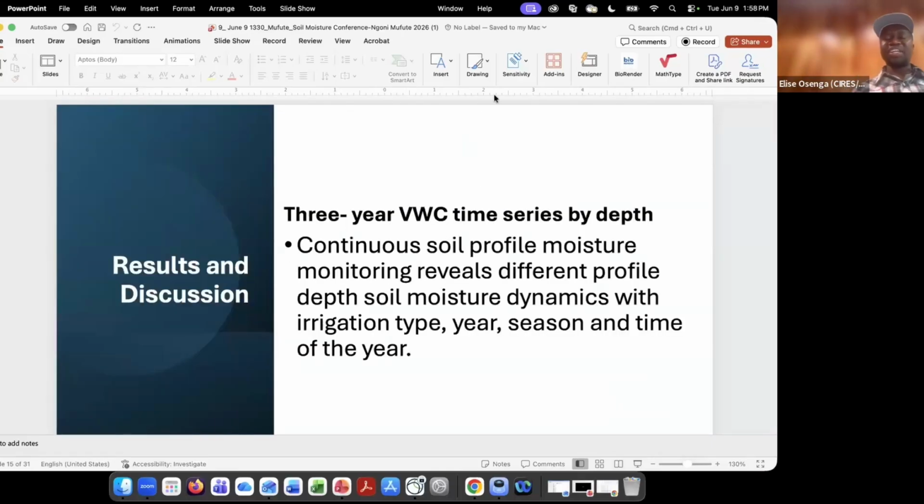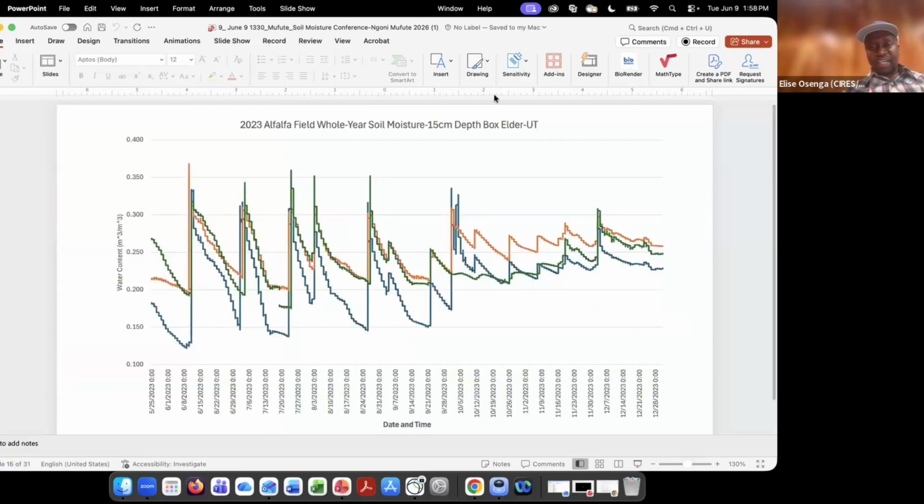So I'll go straight to the results. The time series of the soil moisture are what we recorded throughout the years from 2023 to 2025. And this one is a 15 centimeter depth time series for 3 sensors. One we located in the head section, which is the blue one, and the green one was in the tail section. The orange one was in the middle section.